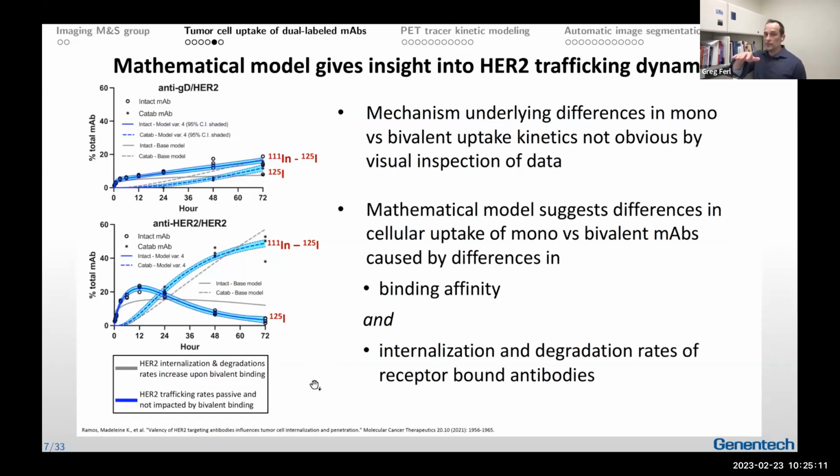So the conclusion from this paper, based on this data, is that the differences in trafficking and residualization kinetics between the mono and bivalent antibodies are both due to binding and affinity, but also increases in the rates of internalization and degradation of the bivalent HER2 antibody.